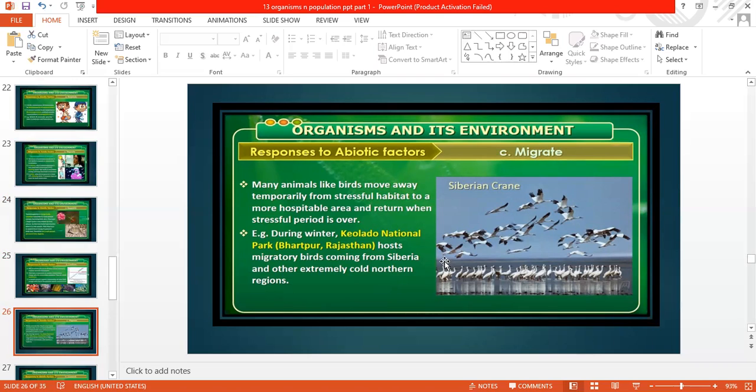Many animals, especially birds, move away temporarily from the stressful habitat. And you can see that during winter, Keoladeo National Park, Bharatpur, Rajasthan, is a host for migratory birds that come from Siberia and other extremely cold regions.